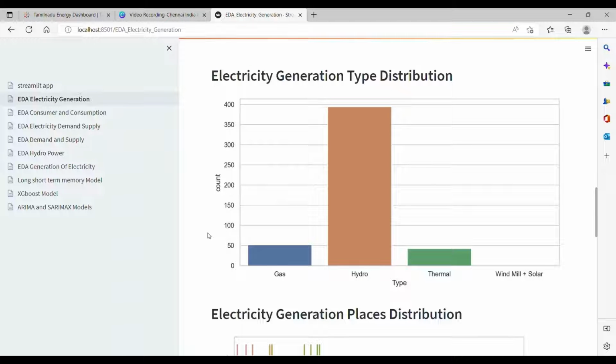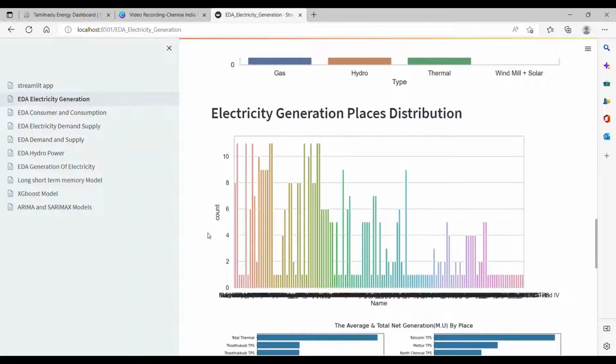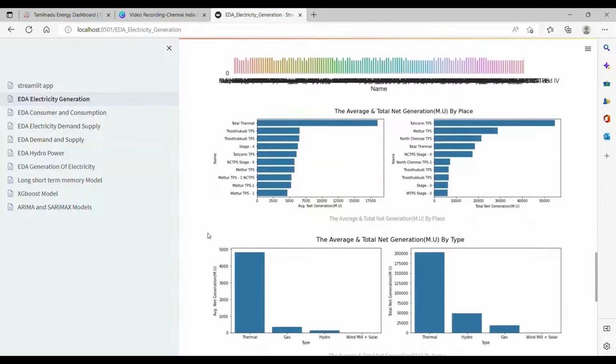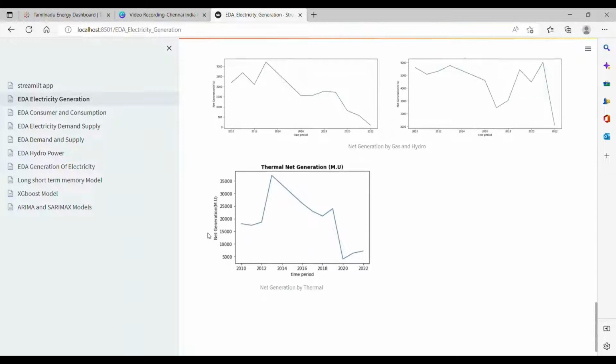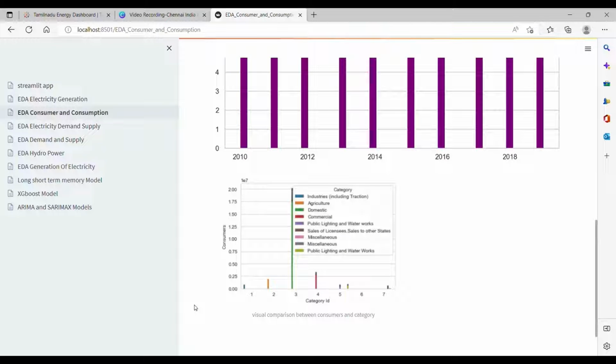Hydro net generation has seen an increase from 2017, whereas the gas and thermal net generation has seen a decline since 2014, and windmill solar supplied only in the year 2018. Also, if we see the consumer versus category, the commercial consumption was the second highest next to domestic consumption.